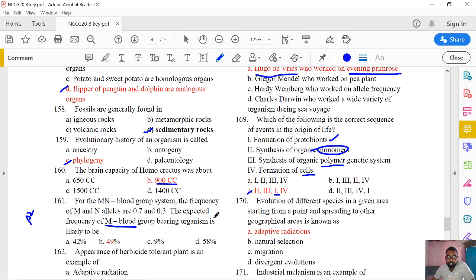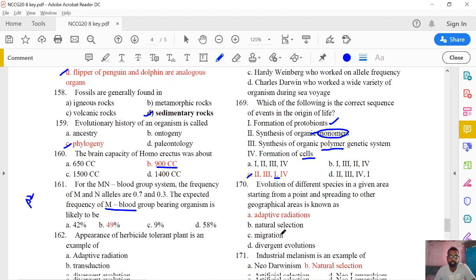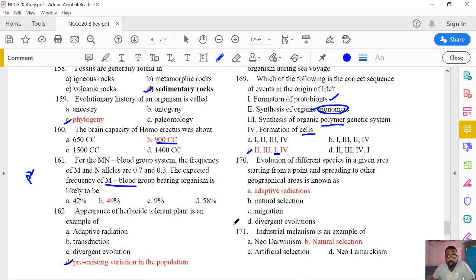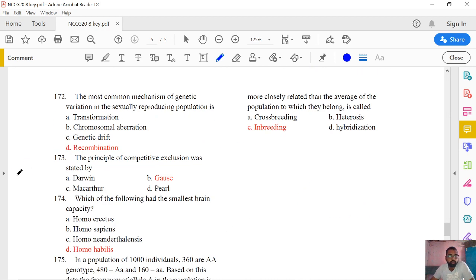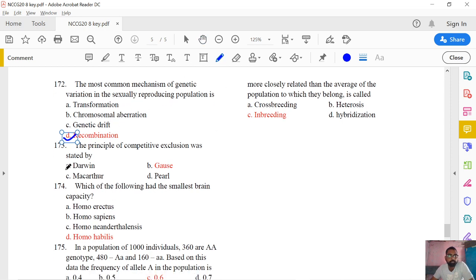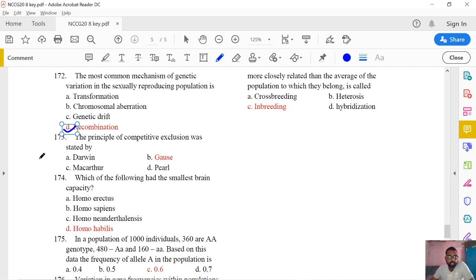Evolution of different species in a given area, starting from a point and spreading to other geographical areas, is adaptive radiation. Industrial melanism is an example for natural selection. The most common mechanism of genetic variation in sexually reproducing populations is recombination. It will always occur when compared to the remaining. The principle of competitive exclusion was proposed by Gause. So it is called the Gause exclusion principle.